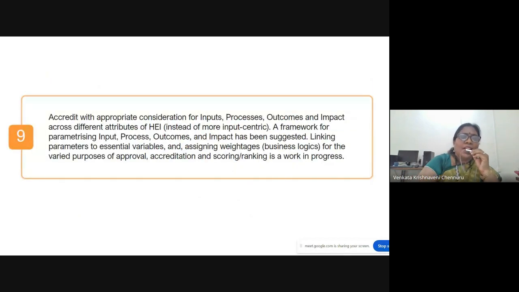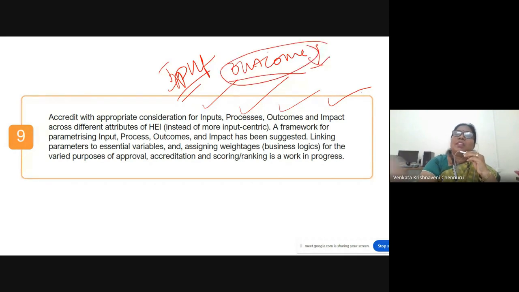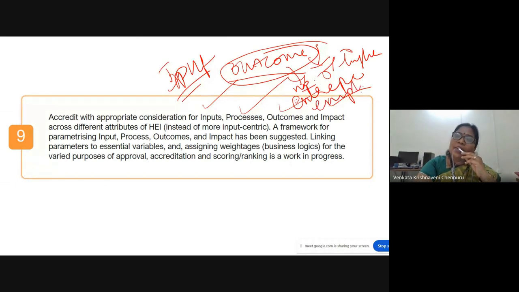Next point is accreditation with appropriate consideration of inputs, processes, outcomes, and impact. Previously, it was input-based. Of course, you are calling it outcome-based. What do you mean by that outcome? In the previous system, the number of students going for higher education, number of students becoming entrepreneurs, number of students going for employment was considered as outcome. But the input we are giving is the details about the number of students, entrepreneurs, and employees from our institution. So accredit with appropriate consideration of inputs, the process they followed, outcomes obtained, and impact across different attributes.